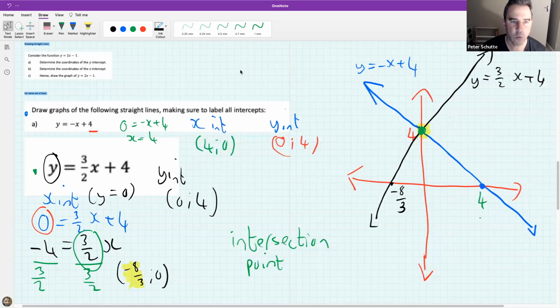Okay. So why is the x-intercept of the equation y equals minus x plus 4 a positive 4 instead of negative 4? Aha. It's a good question. The reason is when the minus x comes to the other side, it becomes positive. And so that's why the x-intercept has to be a positive 4.